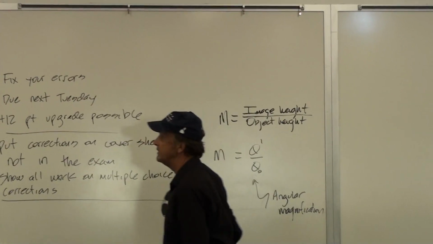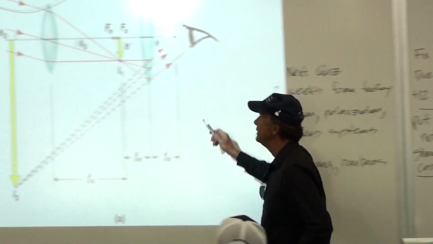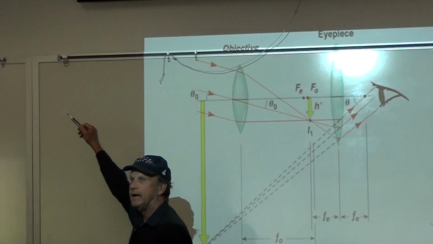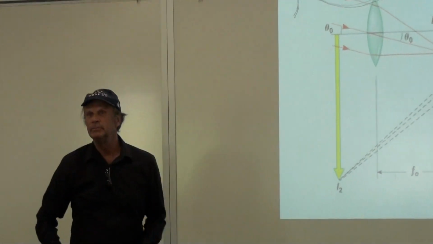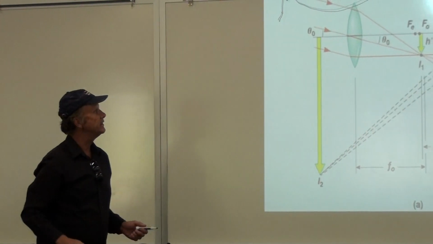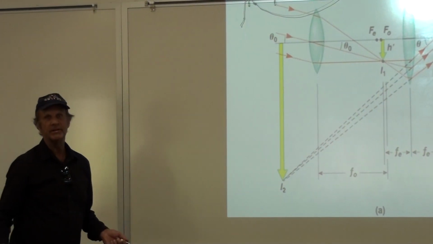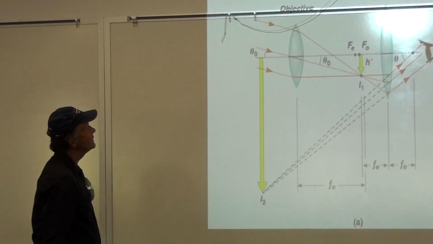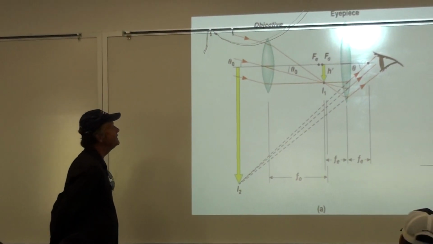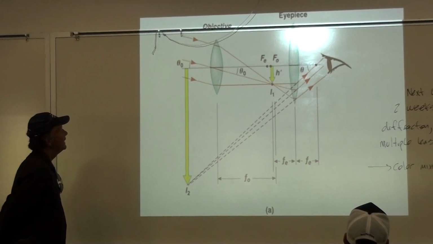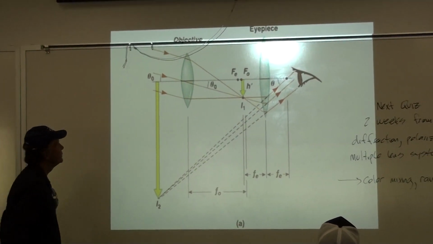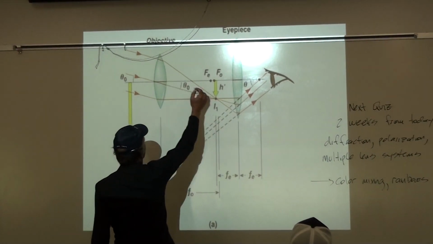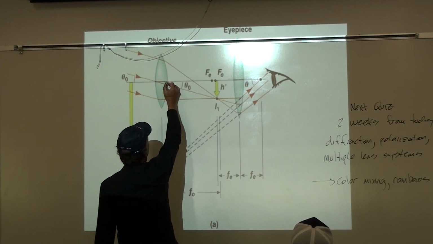The problem with using image height over object height for objects that are really far away is, for example, if you're looking at the moon, that distance relative to the other distances in the problem is essentially infinity. You can still do it that way, but it's not very convenient. So what we do instead is we can take a picture like this, where we have the parallel rays coming in.